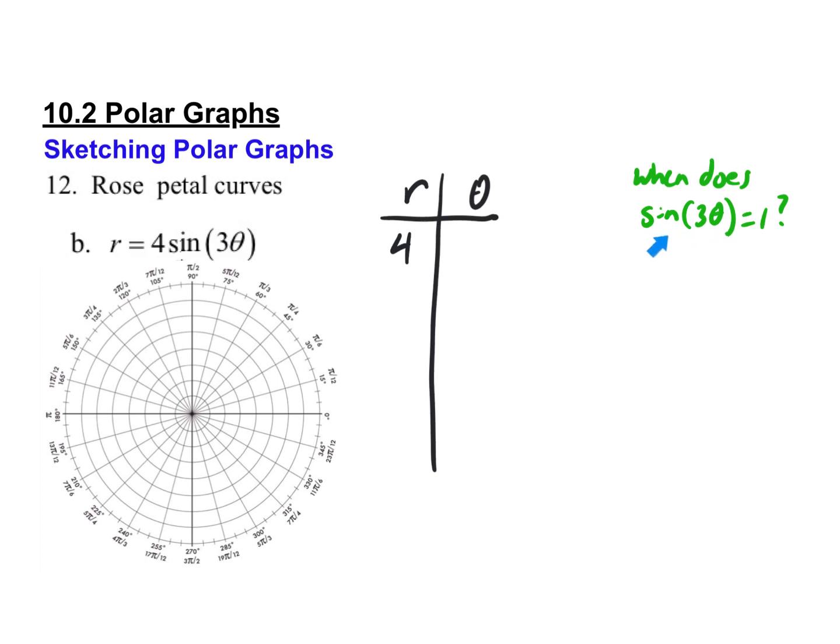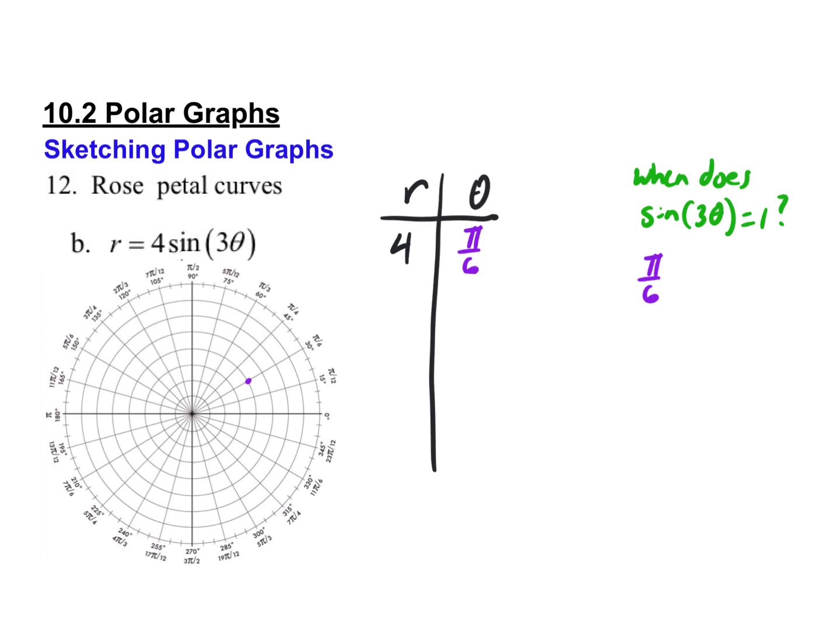So when does this happen? When is sine of an angle equal to 1? Yeah? Pi over 2. At pi over 2, the sine of the angle is 1. Okay? So in other words, I need to figure out when this equals pi over 2. Right? Because when is 3 theta equal pi over 2? Pi over 6? When else? Right? So that's one place. Right? For sure, pi over 6. That's one place where it will be 4.